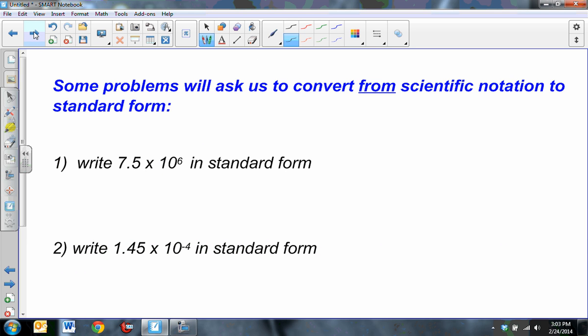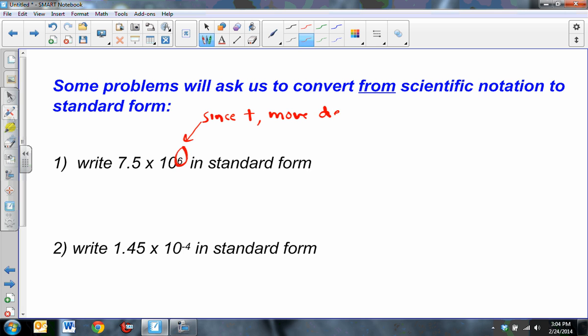Okay, the next thing we want to do is to go the other way. We want to write 7.5 times 10 to the 6th in standard form. Okay? Well, the positive exponent tells us we're going to move to the right.